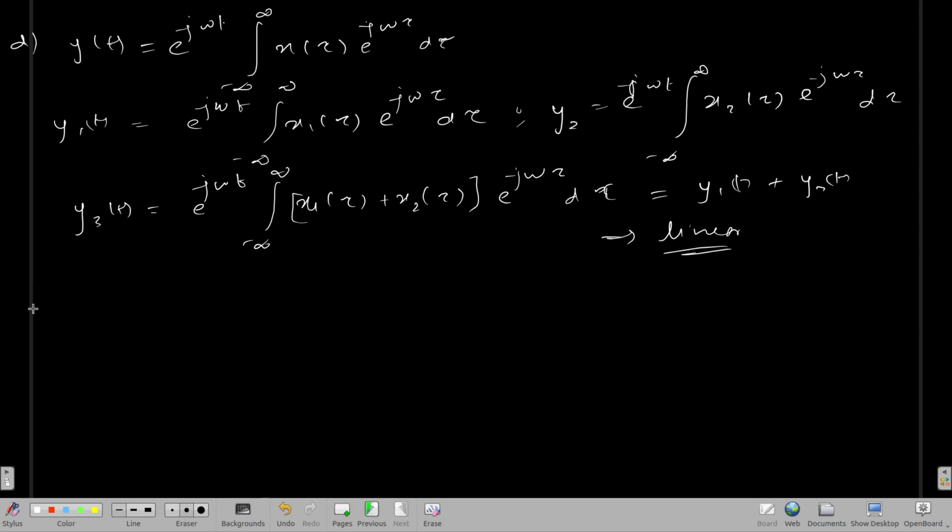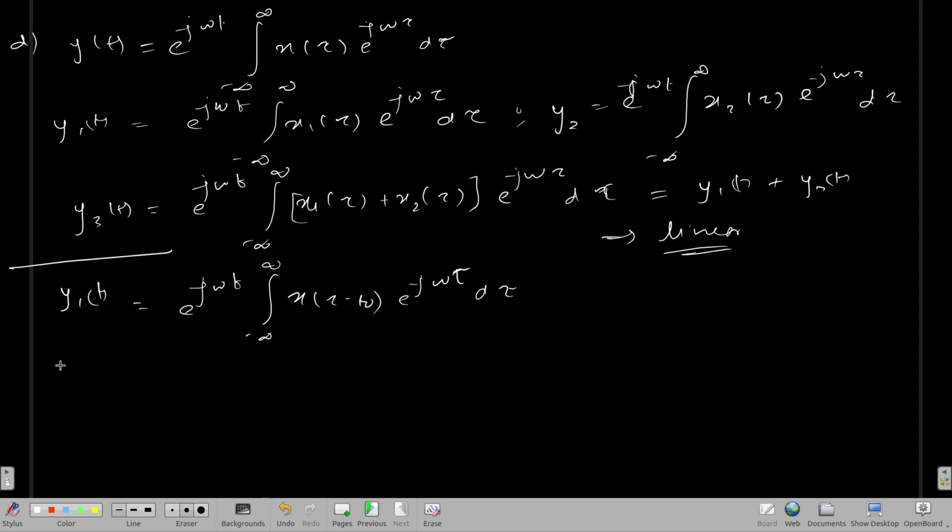So here also, like the last time, we need to change the variable as we are introducing a shift in the input. So y1 of t is equal to e to the power of minus j omega t times the integral from minus infinity to infinity of x of tau minus t0 e to the power of minus j omega tau d tau.